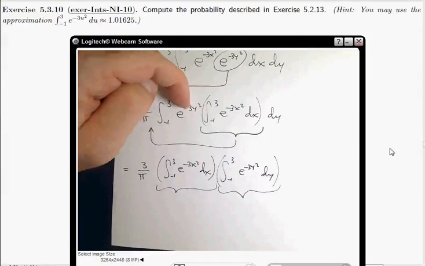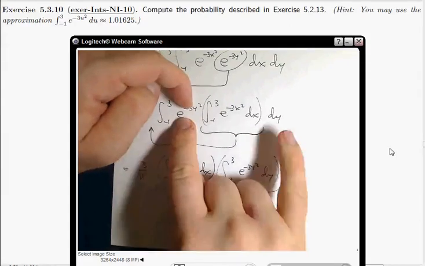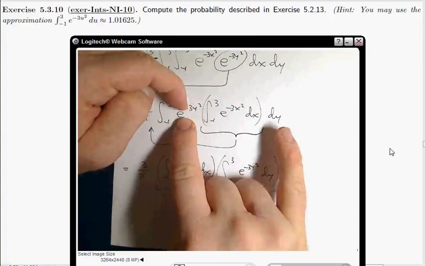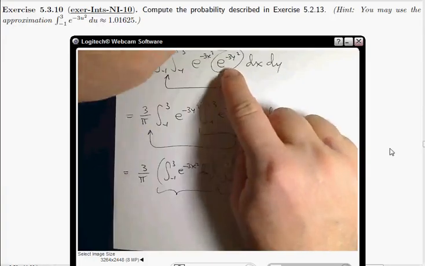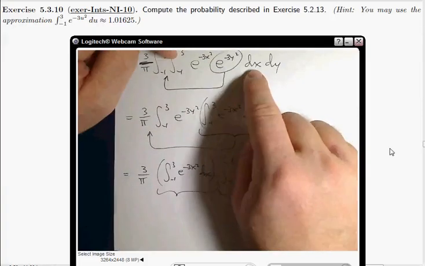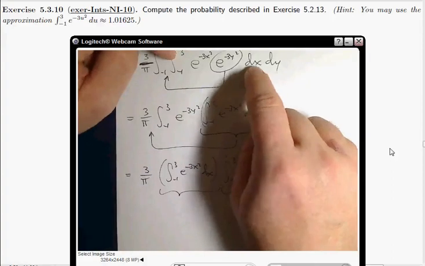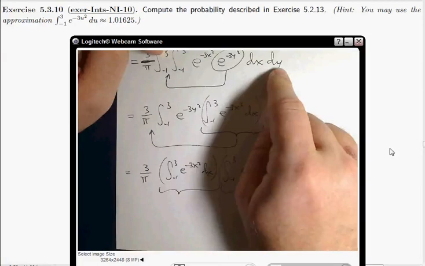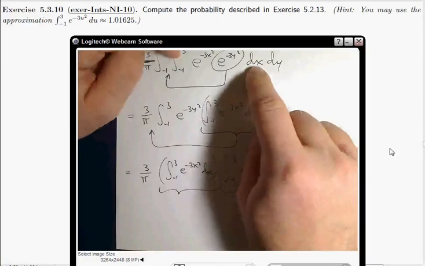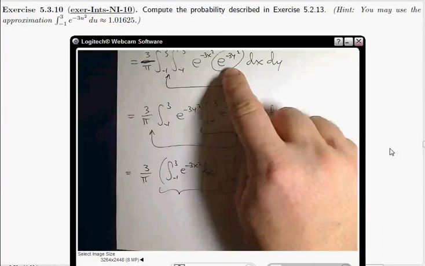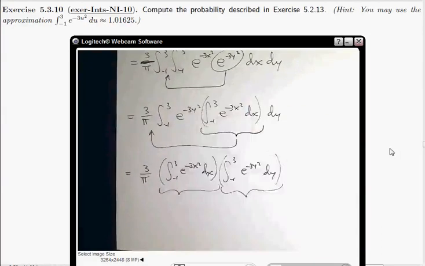Right. Now, this you cannot pull outside of this integral. The e to the negative 3y squared, you can pull that outside of the dx integral because the dx integral is on the inside. It's inside of the dy integral, which means that for the purposes of that dx integral, y is a constant. So that's right. So e to the negative 3y squared is also a constant. Does it make sense? Okay, cool.